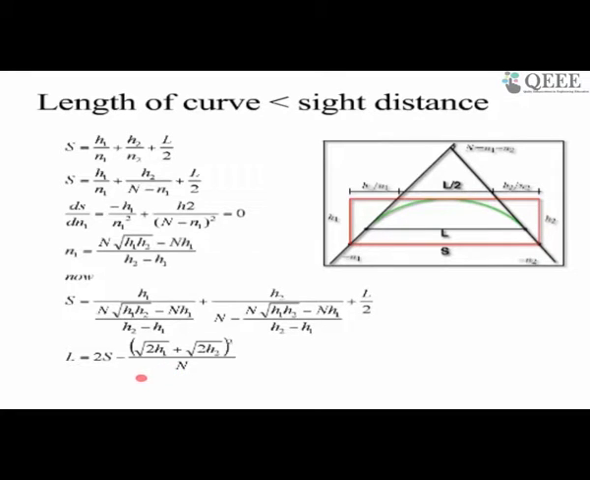So you assume one length, and after calculating it, if your assumption doesn't satisfy, you move to the other type of length, meaning whether the length is less. If you assume the length is more and it is not satisfying, you go to the case where the length is less than the sight distance, and this is how you are going to calculate.